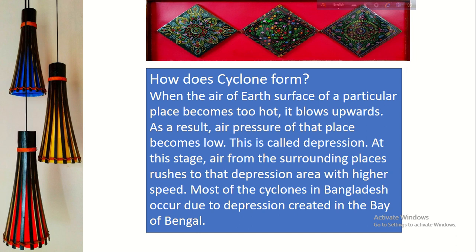As a result, air pressure of that place becomes low, and this is called the depression or low pressure. At this stage, air from the surrounding places rushes to that depression area with higher speed. So most of the cyclones in Bangladesh occur due to depression created in the Bay of Bengal. So cyclone always occurs in a large water body like the Bay of Bengal or different types of oceans.